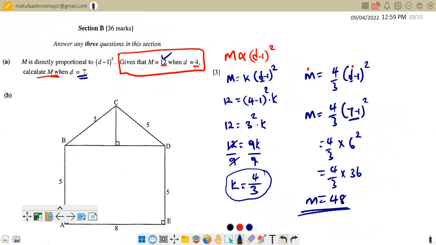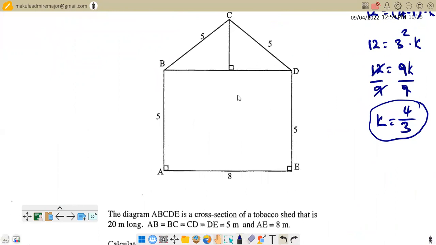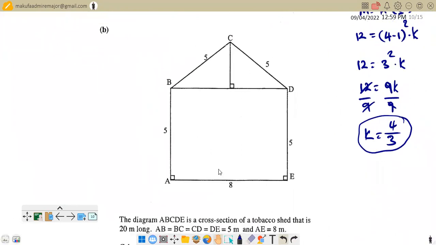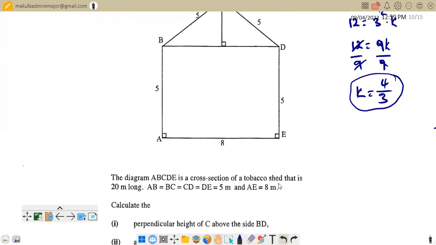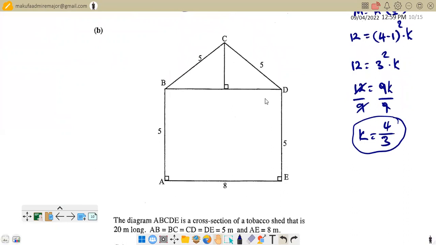So that is what we had in this question, guys, as you can see. All right. Then in part B we are given the shape that we have. It's a cross section of a tobacco shed. Remember, if it's a cross section, it means there is another cross section on the other side. So this is a view that you see from one end, then there's another view on the other end there. We are given that this shed is 20 meters long, which means from this view to the other view at the back there is 20 meters.